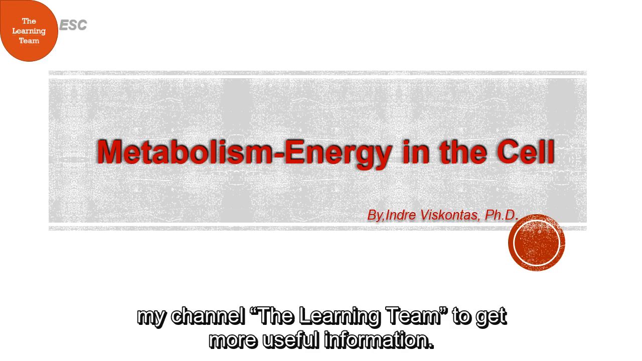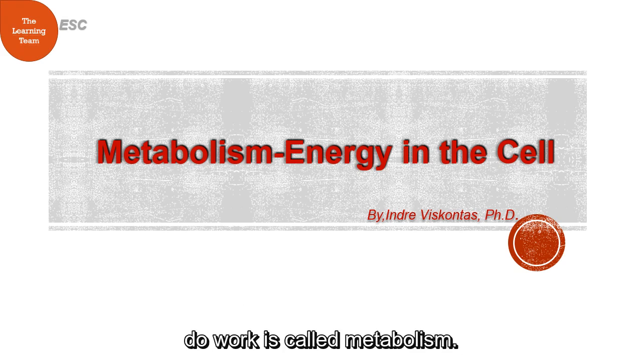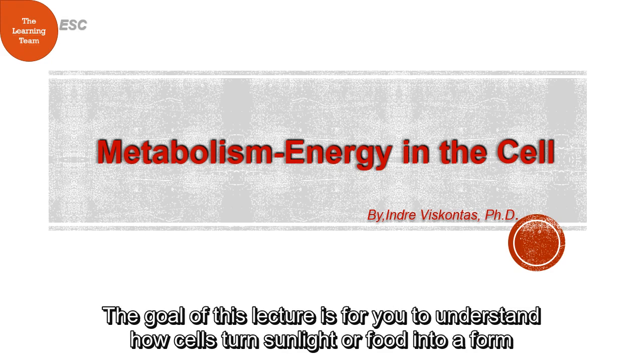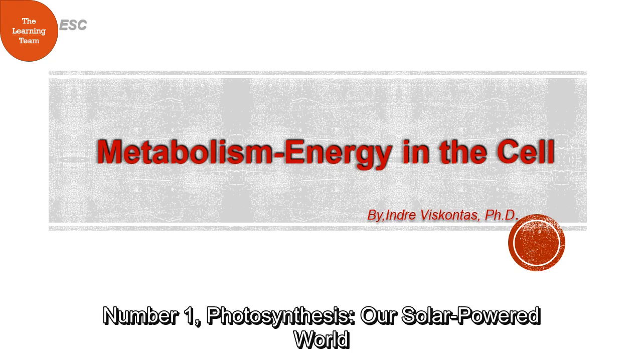Chapter 2, Metabolism, Energy in the Cell. How a cell transforms matter and energy to do work is called metabolism. The goal of this lecture is for you to understand how cells turn sunlight or food into a form of energy that can be used to do the necessary work. Number 1. Photosynthesis, our solar-powered world.